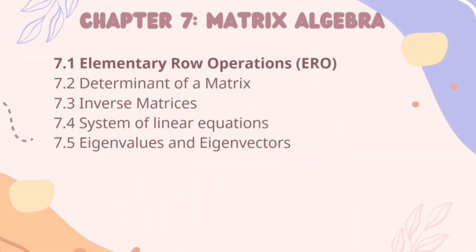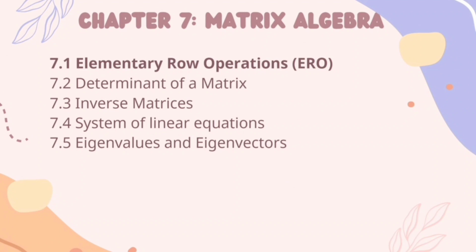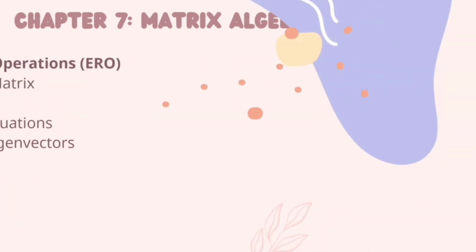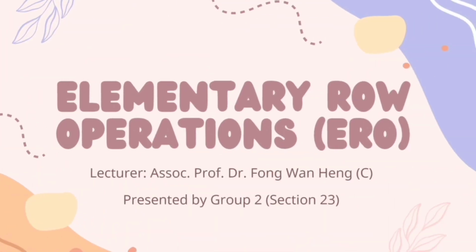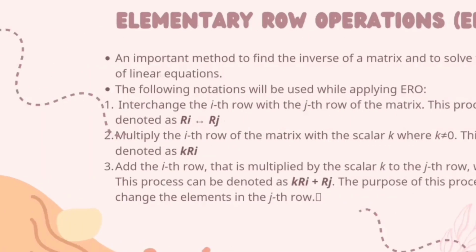So today we're going to learn chapter 7, which is matrix algebra. This chapter consists of 5 different subtopics, which are elementary row operations, determinant of a matrix, inverse matrices, system of linear equations, and eigenvalues and eigenvectors. But in this video, we're going to focus on elementary row operations.